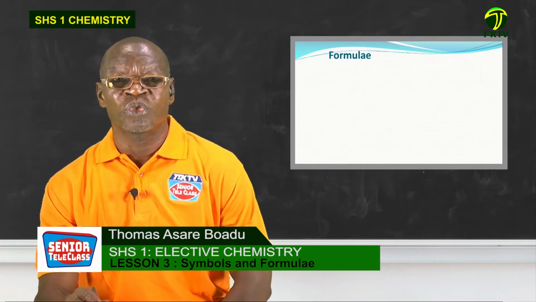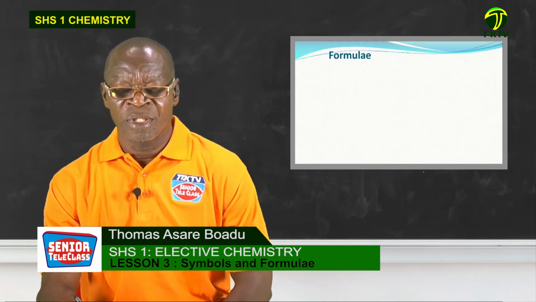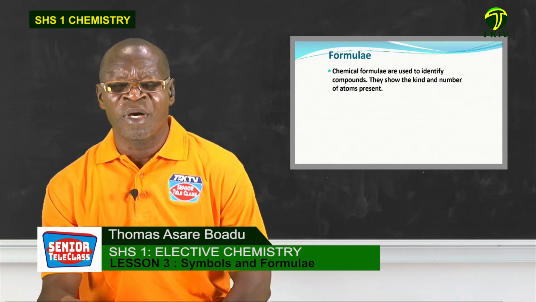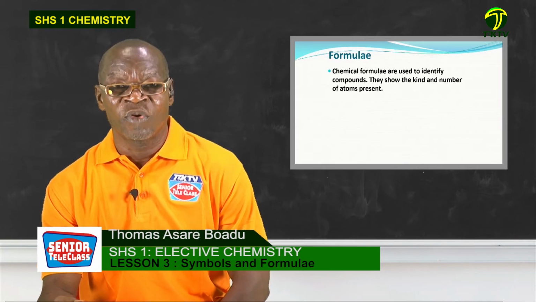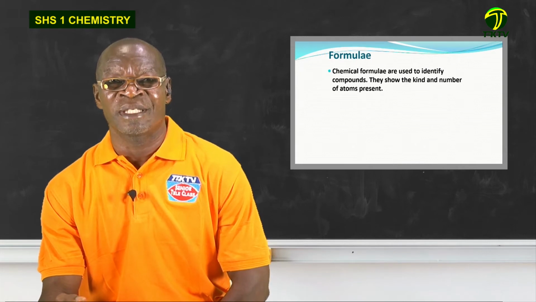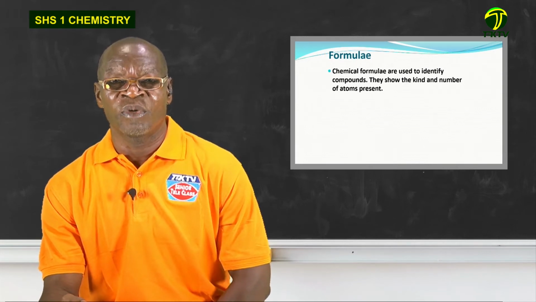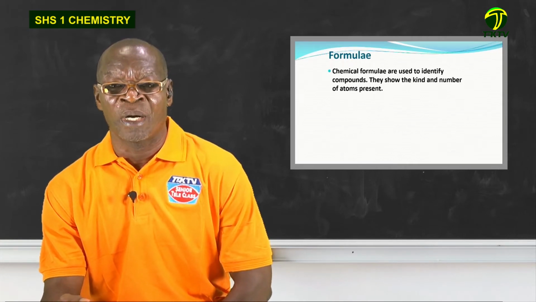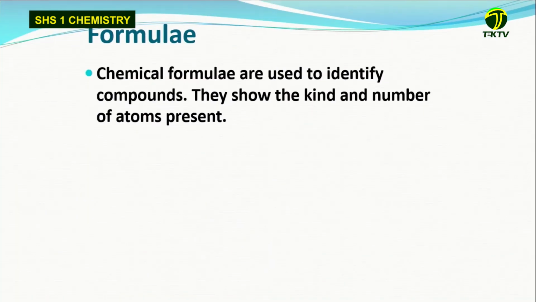Students, let's move to formulae. How do we obtain formulae, or what is a formula at all? When we talk about chemical formulae, because we are dealing with chemical substances, we use them to identify compounds. Every compound has a formula representing it. And chemical formulae show the kind and the number of atoms that are present in the compound.